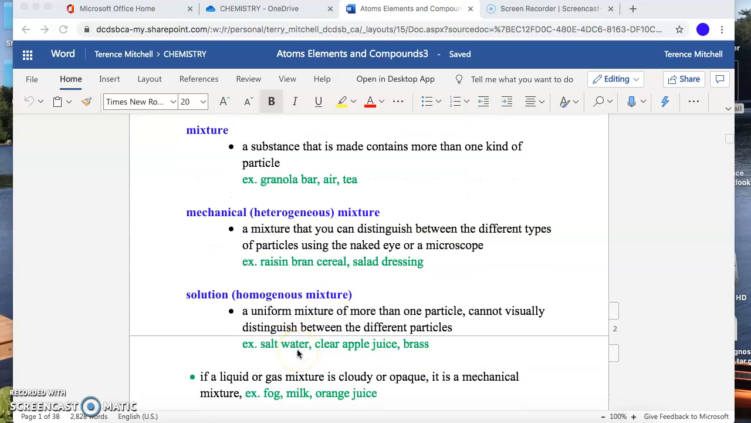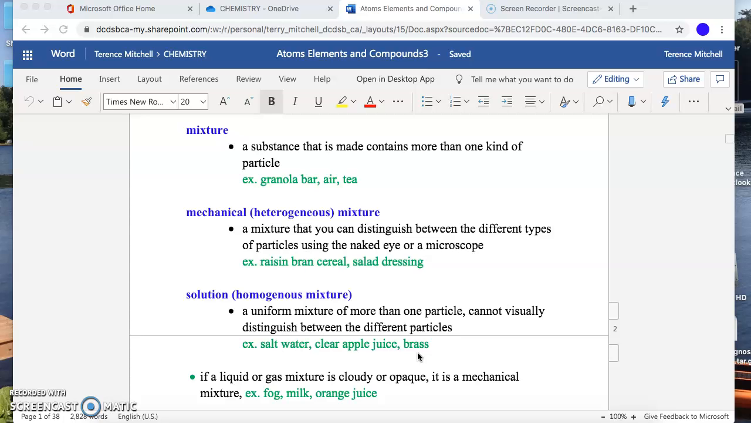A homogeneous mixture is where I can't see the different parts. When I look at a glass of salt water, I can't see the salt. When I look at brass, which is an alloy, a mixture of metals, it all looks the same to me. I can't see the different parts of it. Likewise with apple juice, I can't see the apple, I can't see the water, I can't see the vitamin C that's in there. It's got a mixture of a lot of different things. I can't see them all. It only appears to be one thing. And so that's a homogeneous mixture, or a solution.